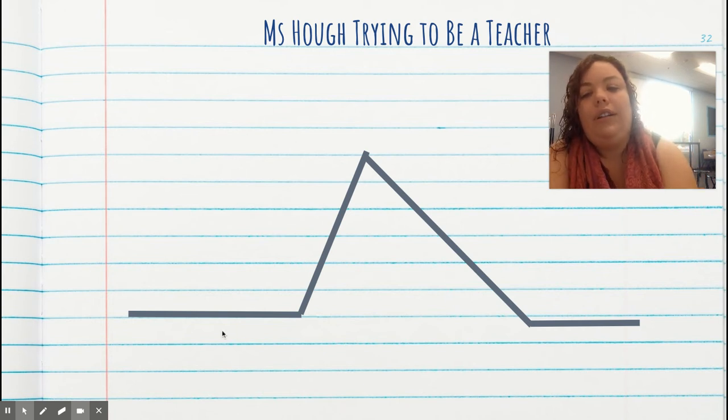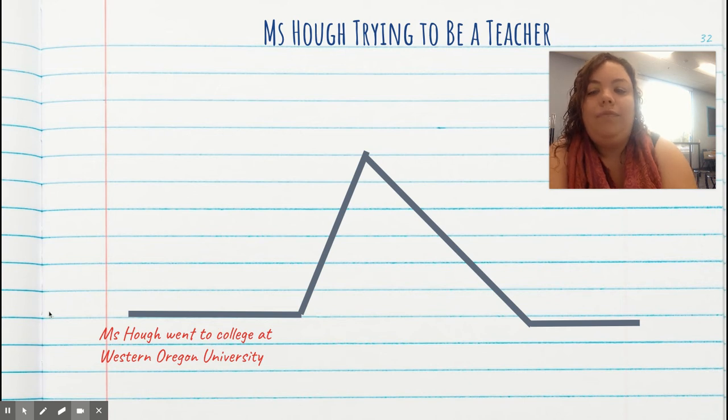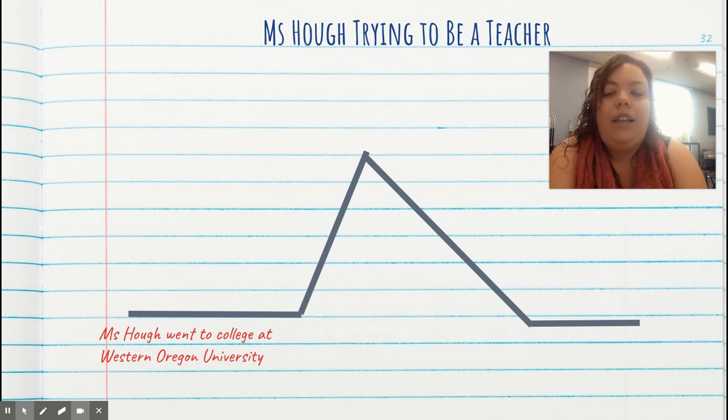Remember, the first one is my introduction. And in my introduction, I'm just saying my character and what happened. So I would say Ms. Hough went to college at Western Oregon University.